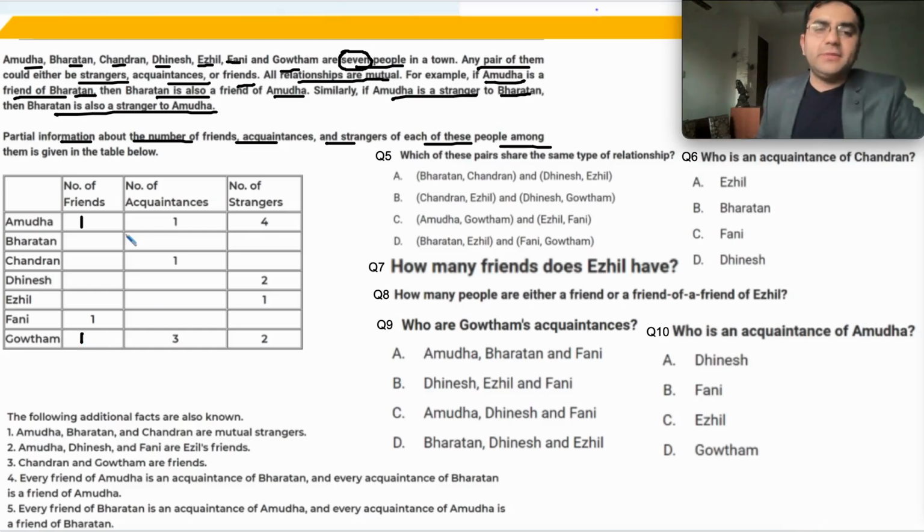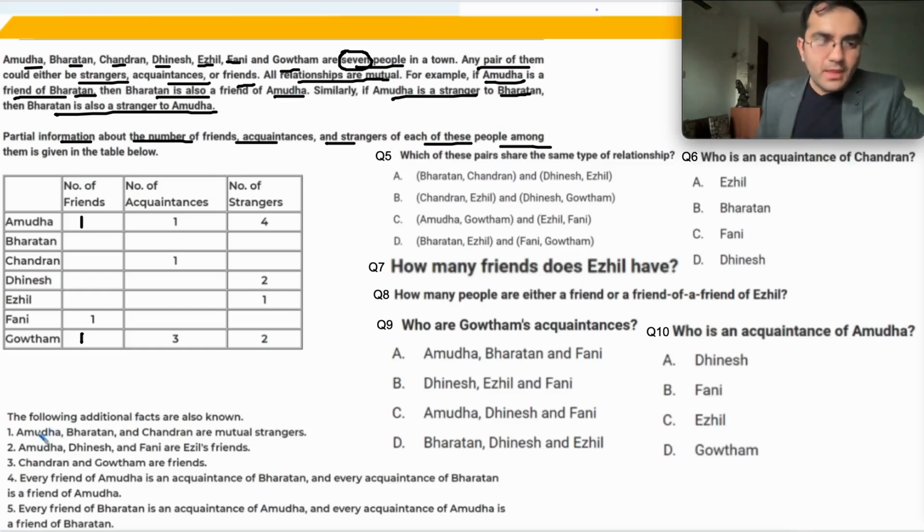But we cannot add it up for any other column or any other row because we don't have the other values. And then you read through the questions. Which of these pairs share the same type of relationship? How many friends? Who are G's acquaintances? That means your table most probably fill up हो जाएगा. This table will get filled up and then we'll answer the questions very, very comfortably.